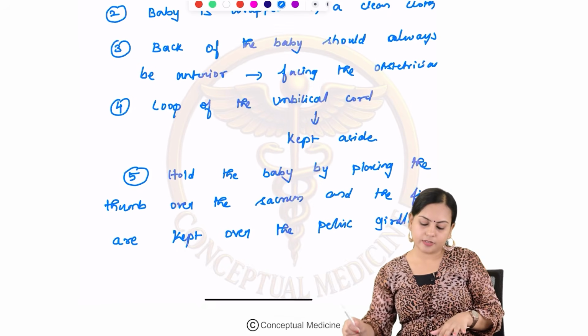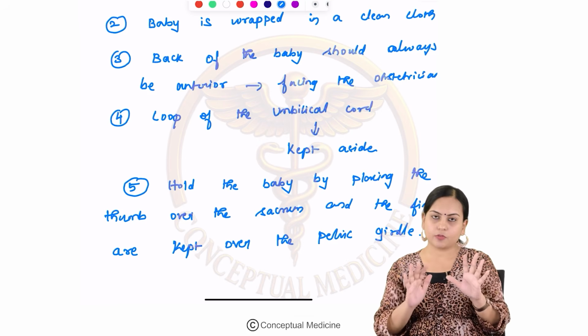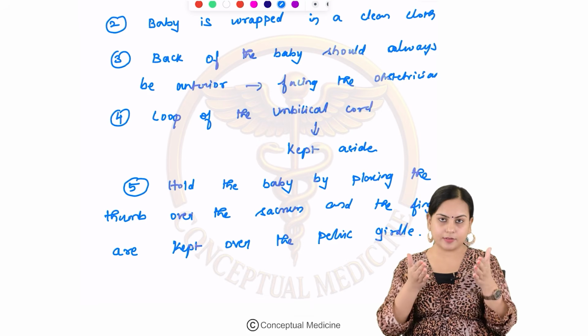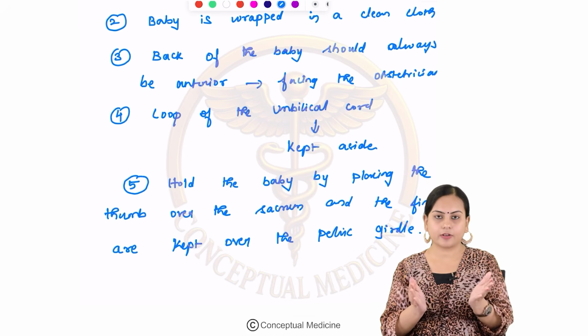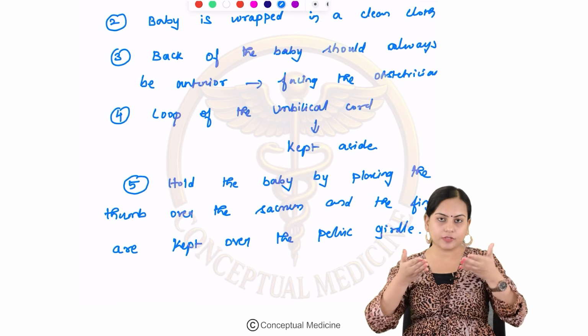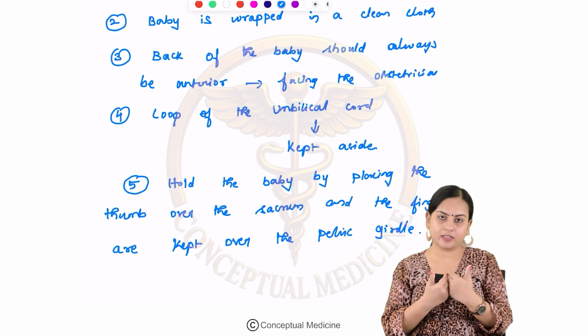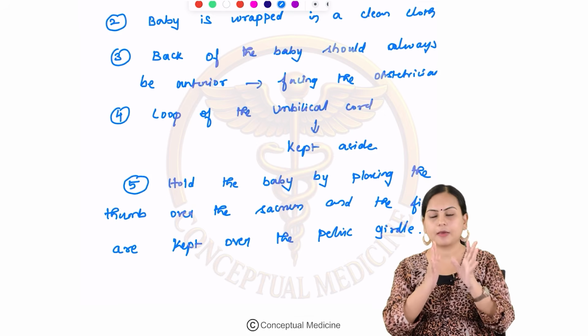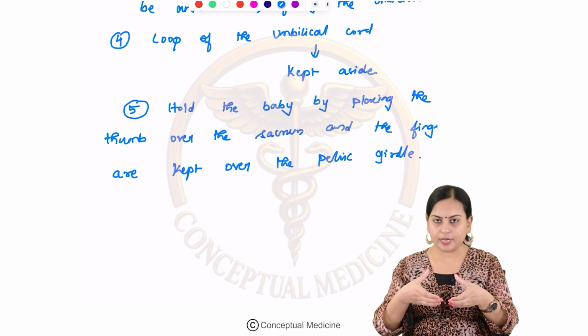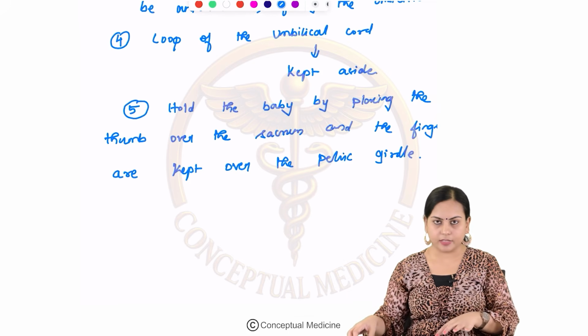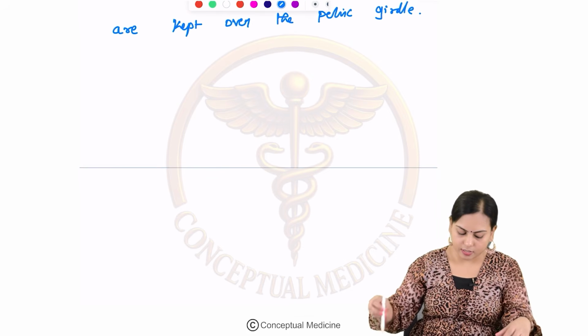So, can you understand? Till now, the baby is delivered till the umbilicus. Then we are going to wrap it in a cloth, keeping the back of the fetus in the anterior position itself. That is, we should be seeing the back of the fetus only. We are going to hold the baby like this. The thumbs are kept over the sacrum and the fingers are kept over the pelvic girdle. Clear? Right.